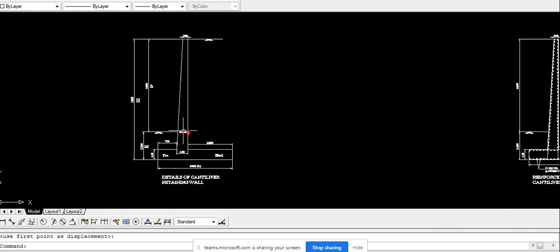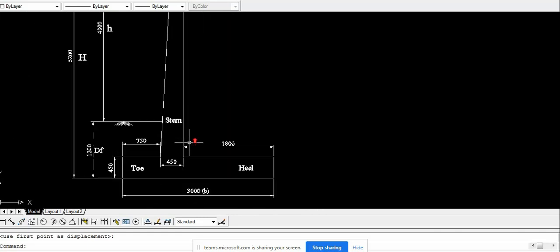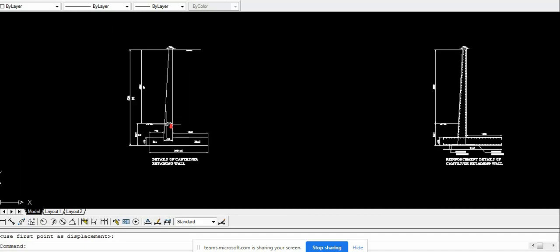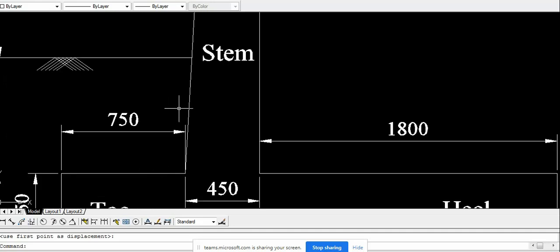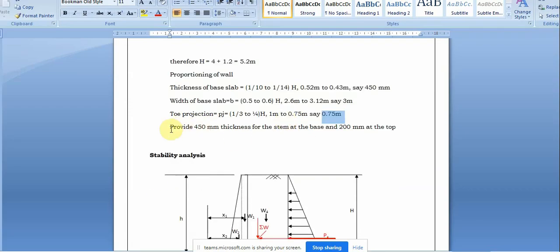The soil retaining side will have a vertical face of the stem. The other side, the road side or exposed face, will have a tapering end. You can see from 200 to 450 it is joined by the taper. This side it is vertical. So this should be kept in mind. So we have given the dimensions here. We are providing 450 as the thickness of the stem at the bottom and 200 at the top.